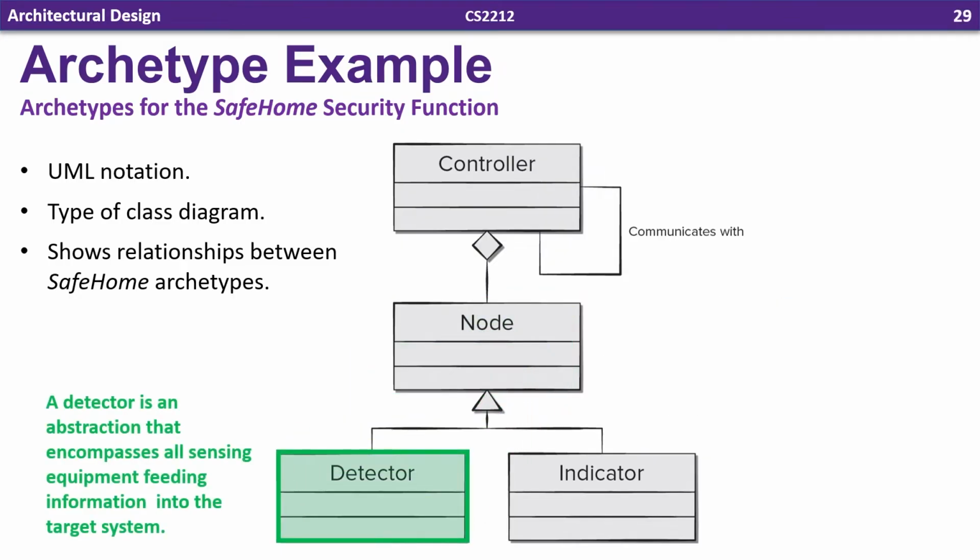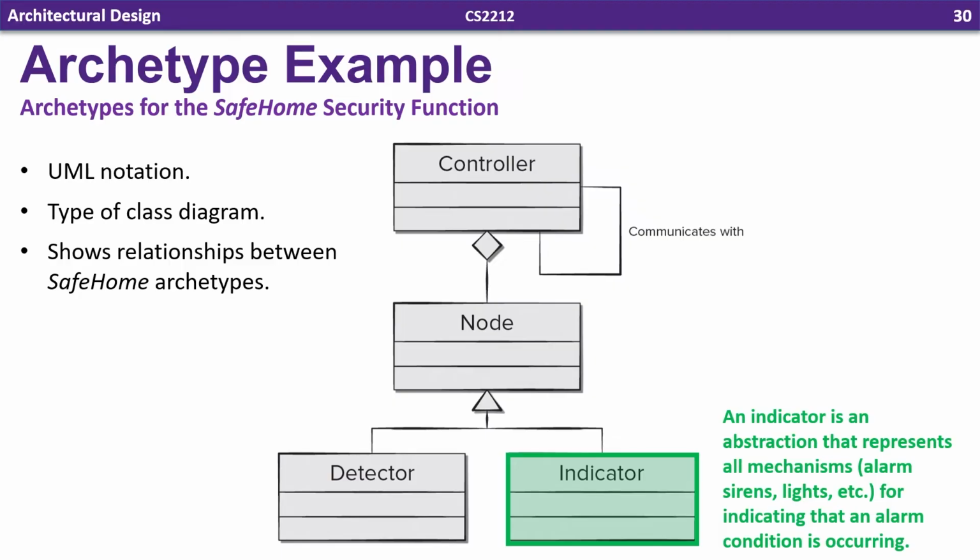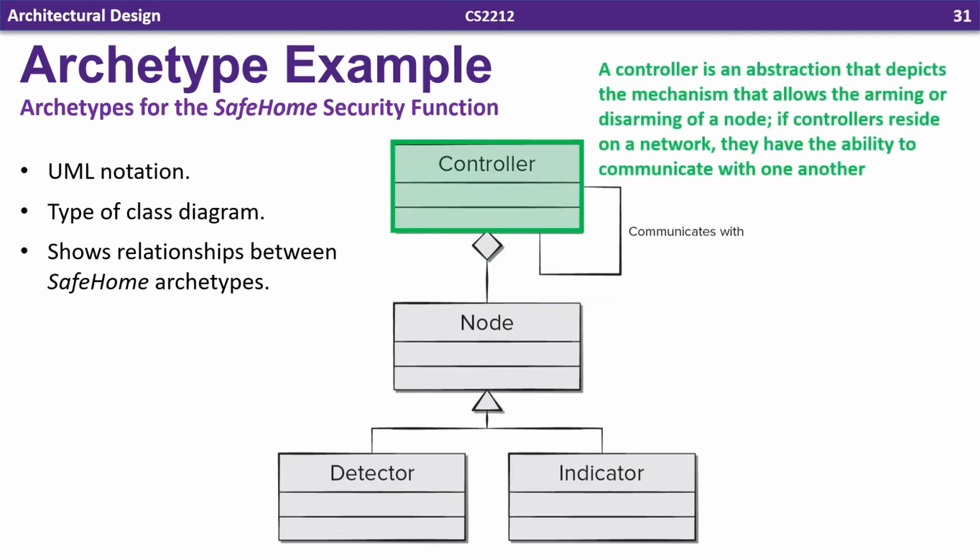A detector is an abstraction that can represent any sensor equipment feeding information into the SafeHome security function. This could include door sensors, window sensors, motion sensors, temperature sensors, and so on. An indicator is an abstraction that represents any device that can indicate an alarm or an error condition. This might include lights, sirens, or other outputs. And lastly, a controller is an abstraction that allows for arming and disarming of a node. The controller resides somewhere on our home network and has the ability to communicate with other controllers.